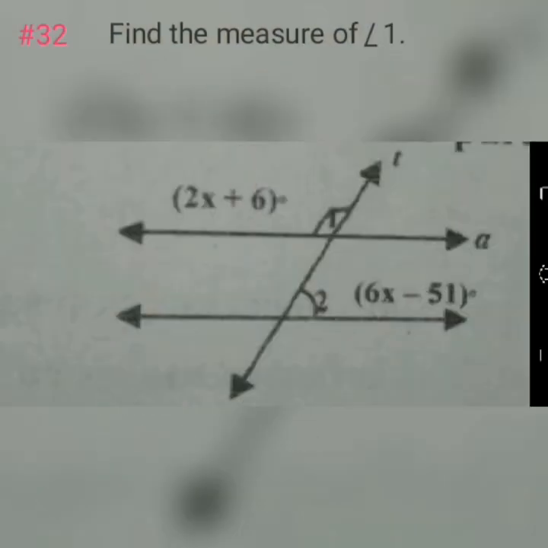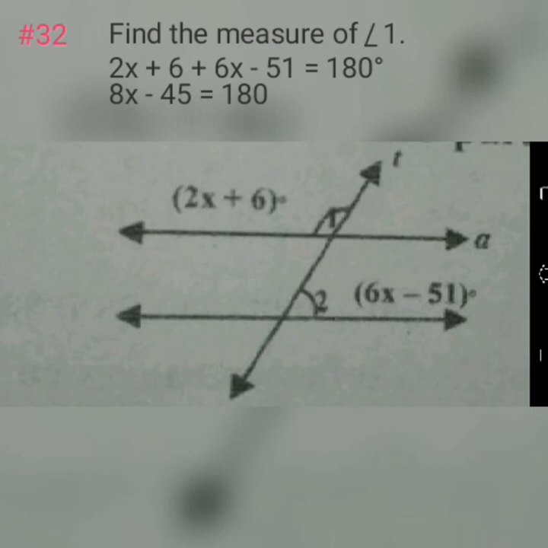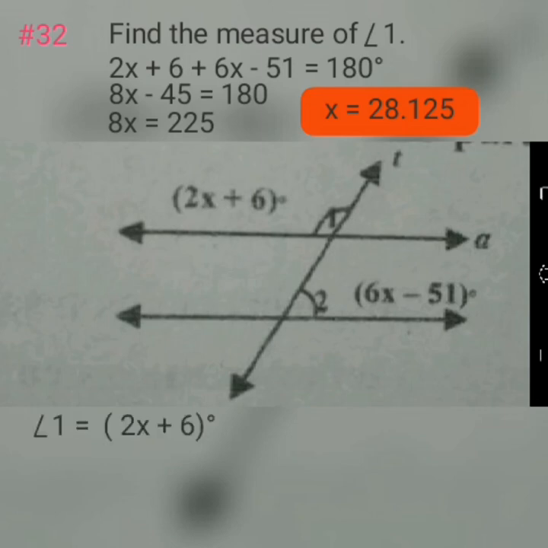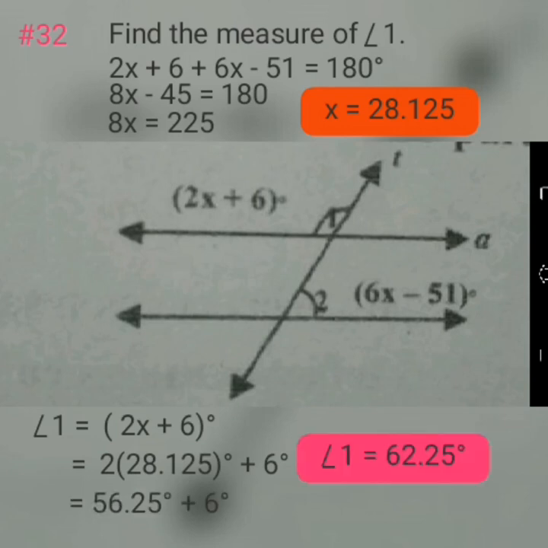Find the measure of angle 1. First, look for the value of x. x is equal to 28.125. Since angle 1 is equal to 2x plus 6, this will be 2 times 28.125 plus 6, so angle 1 is equal to 62.25 degrees.